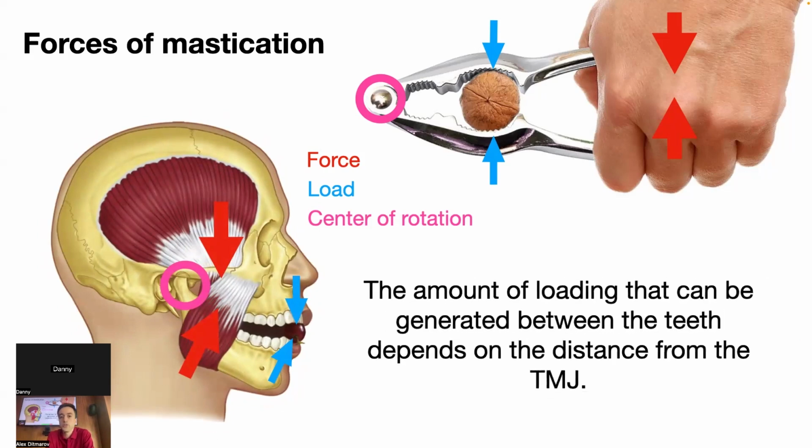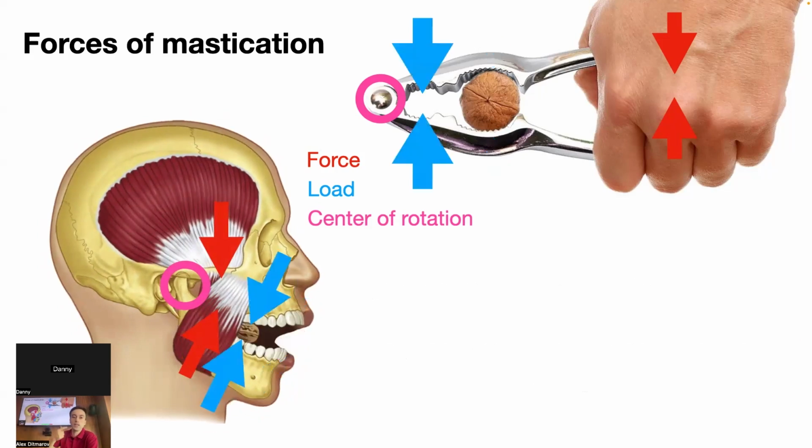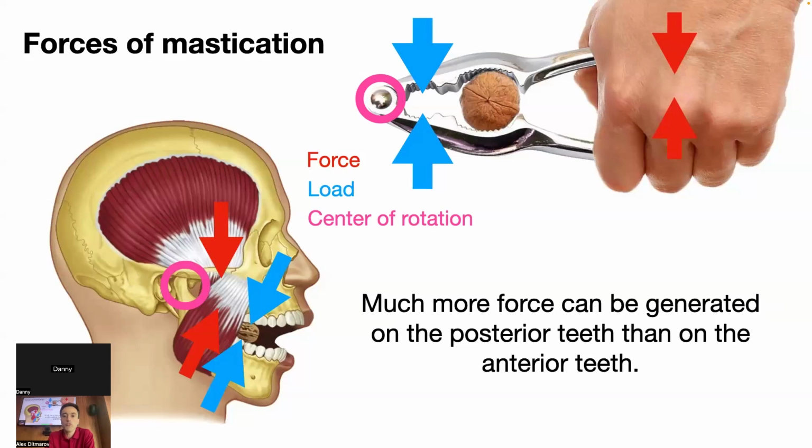An important thing to realize: the amount of loading that can be generated between the teeth depends on the distance from the TMJ, right? We can bite on a cherry if it's located anteriorly, but we cannot crack a nut, right? To crack a nut, what should we do? We should place the nut on our posterior teeth because more loading will be generated. Much more force can be generated on the posterior teeth than on the anterior teeth, correct?